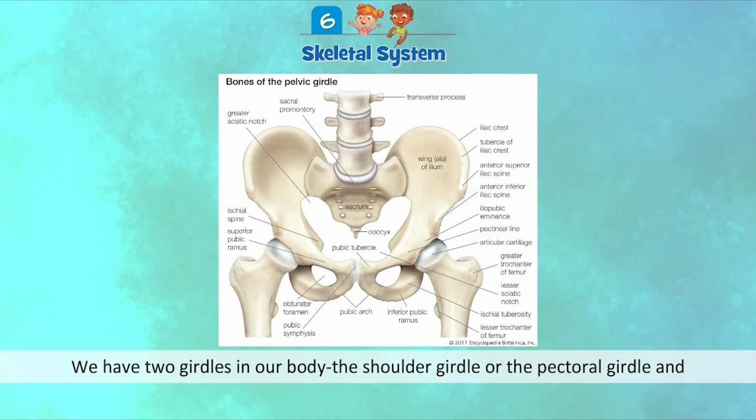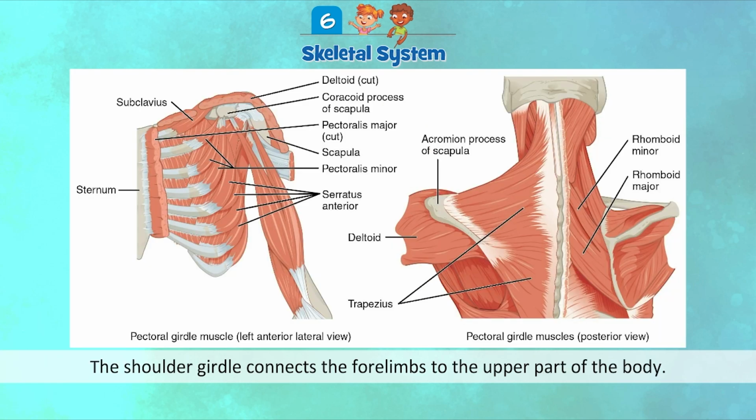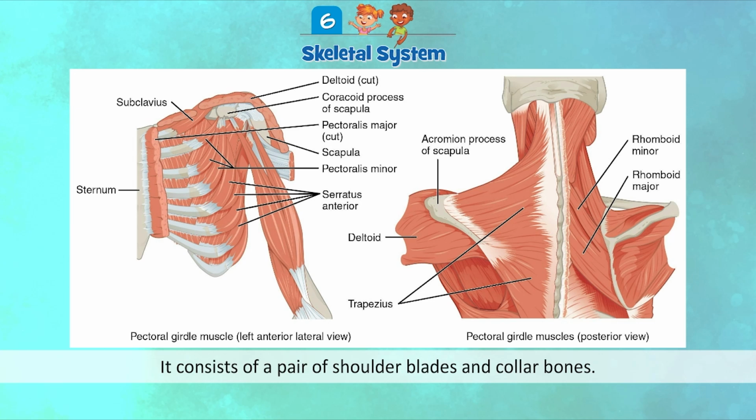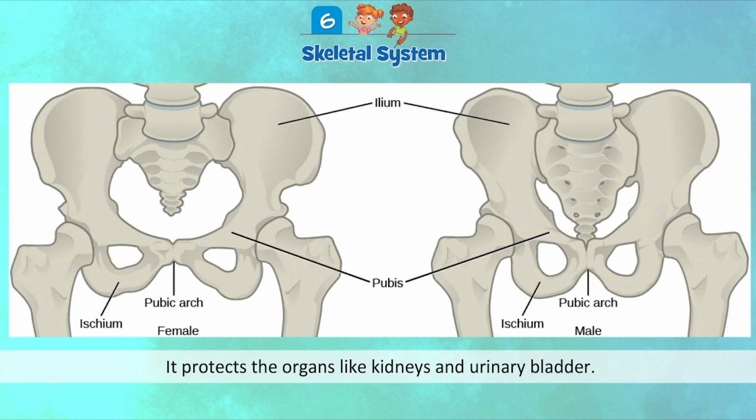Girdles. We have 2 girdles in our body, the shoulder girdle or the pectoral girdle and the hip girdle or the pelvic girdle. The shoulder girdle connects the forelimbs to the upper part of the body. It consists of a pair of shoulder blades and collarbones. It supports the bones of the arm. The hip girdle connects the spine with the hind limbs. It protects the organs like kidneys and urinary bladder.